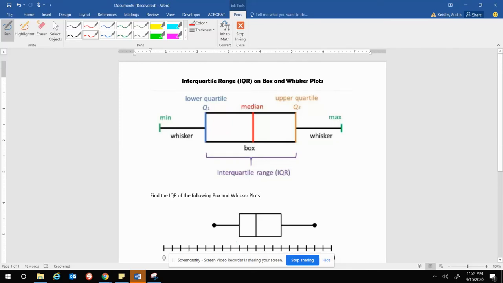All right, we're going to look at one more thing with box plots today. Today we're going to find what's called the interquartile range. That sounds like a really big word. It's really not as difficult as it sounds.